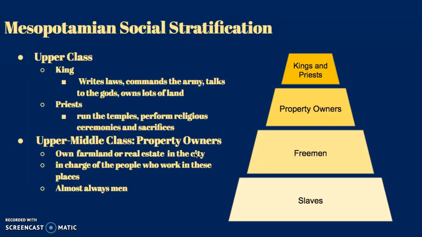So if you owned a lot of farmland, you would be the boss of all the farmers who worked on that land. Now, one thing that's important to note is basically all property owners in Mesopotamia were men. If you were a woman, you could sometimes get some property, but that property would immediately go to your husband or your kids as soon as you had either of those things. So men had lots of power in Mesopotamia because they were the ones who owned the property.